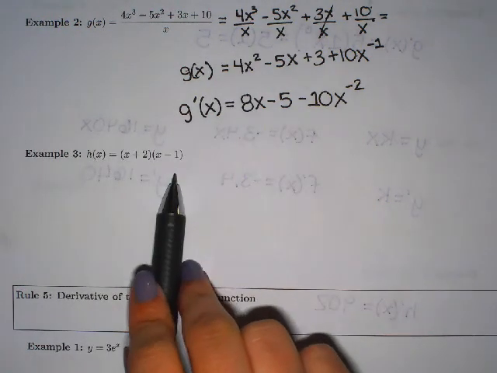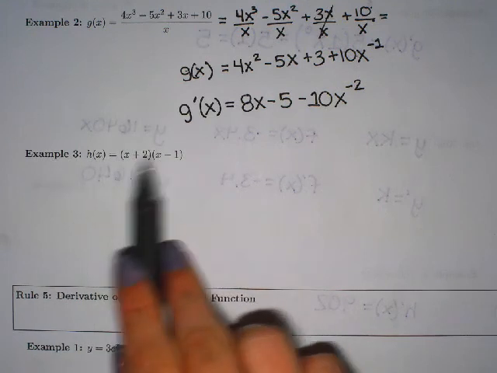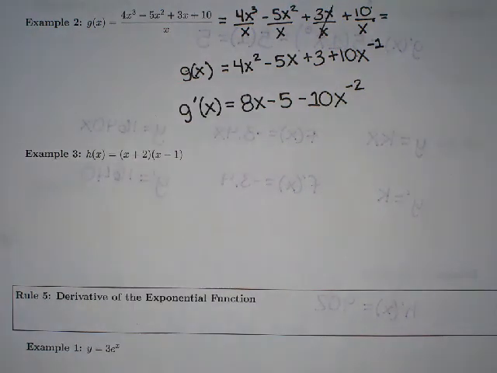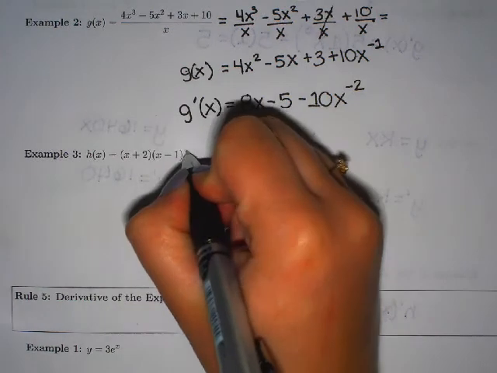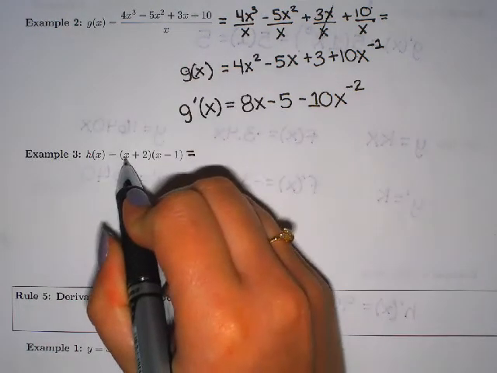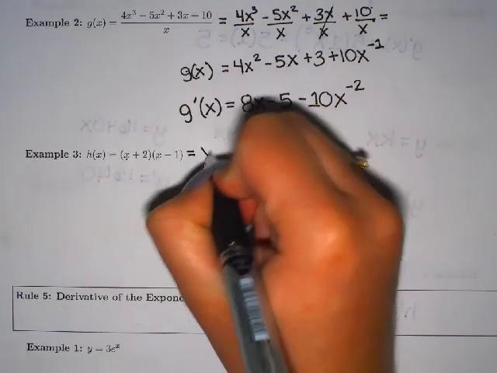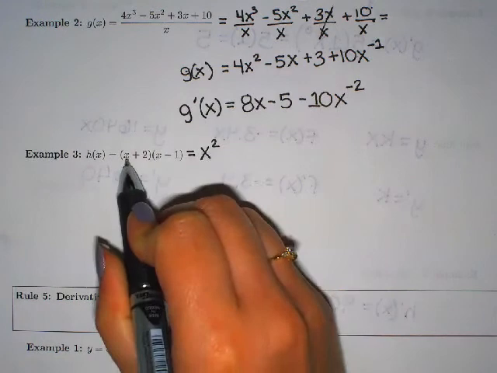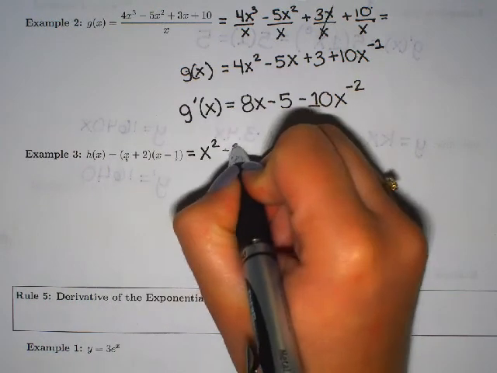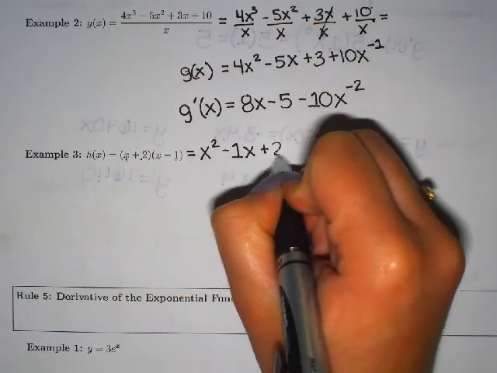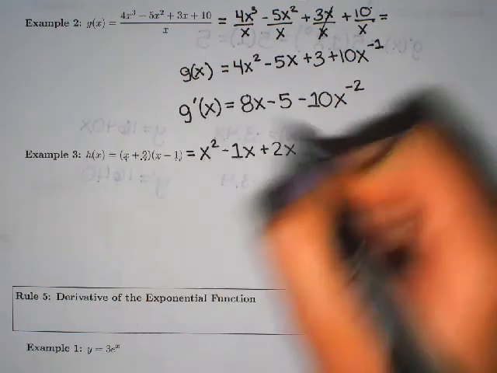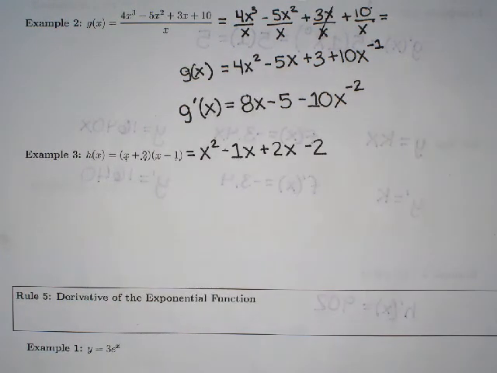The next one we have is another one where the homework is trying to trick you. We have a product, two things multiplied, but we don't have a product rule yet. So we need to rewrite this so that it's addition and subtraction. So we're going to FOIL it. We have x times x, which is x squared. My outer term, x times -1, is going to be a -1x. My inner term is 2 times x, which is 2x. And my last term, 2 times -1, is -2.